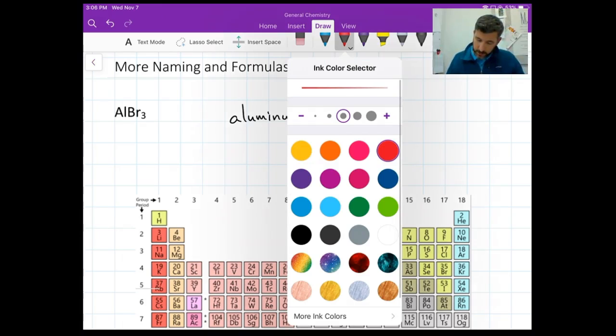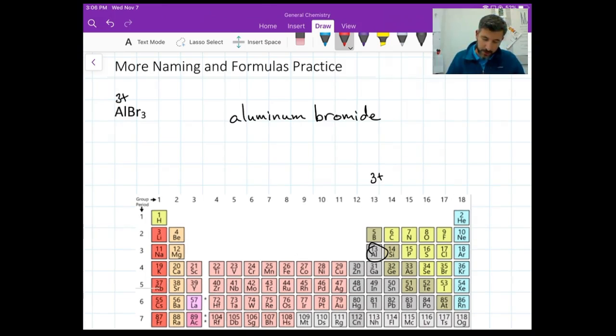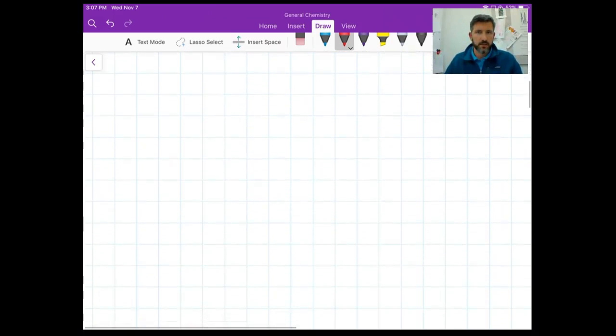Yes, it's true that aluminum being in group 13 has a +3 charge, or 3+, and that bromine or bromide has a -1 charge. That's where the subscript 3 came from. But it doesn't have to be included in the name because only the transition metals, these guys down here at the bottom, or in the middle I should say, have variable charges, and therefore aluminum is not a part of that group. We don't need to include the Roman numeral for its charge. All right, let's try another one.